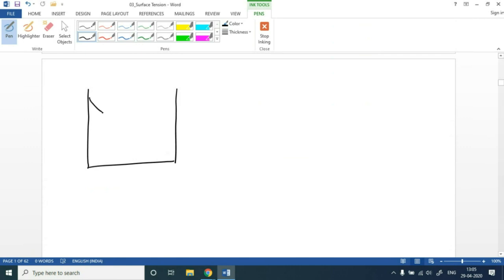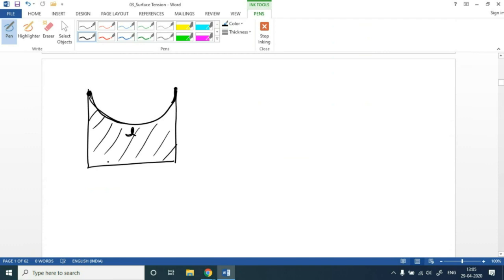So there is a thread AB over here, and here we are having a liquid membrane. And this is forming some semicircular shape. I hope you realize. And its length here is L.